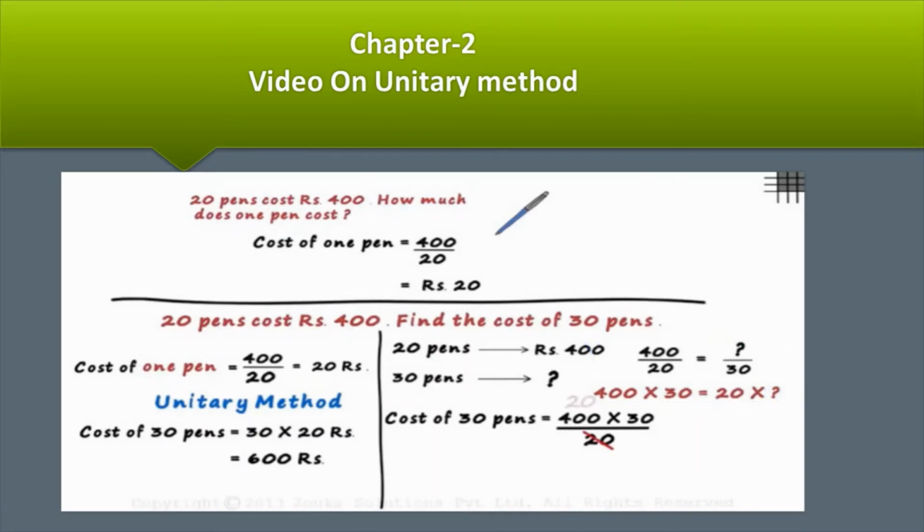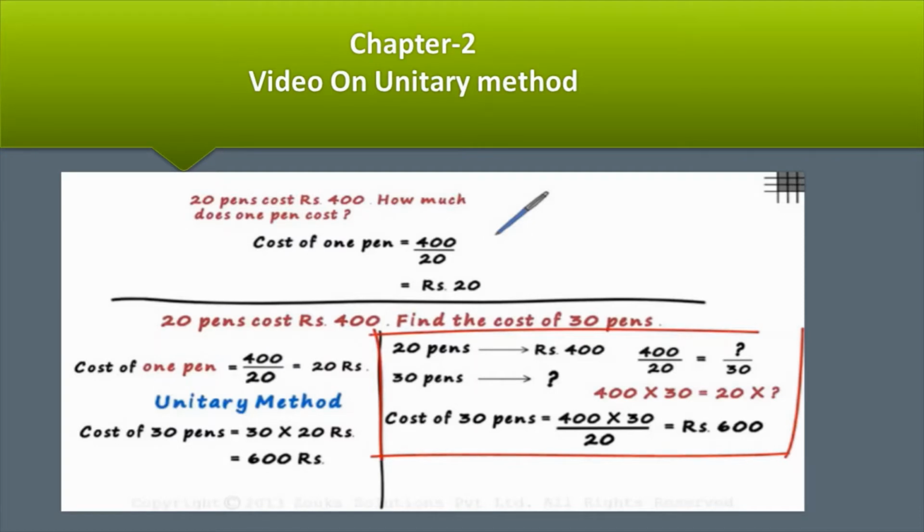So 20 multiplied by 20 is 400 and 20 multiplied by 30 is 600 rupees. Both methods are essentially the same. It's just that we have solved this one in 1 step instead of 2. This is also called the unitary method.